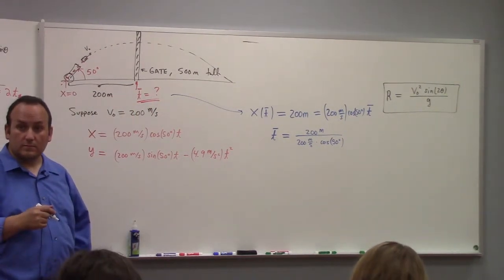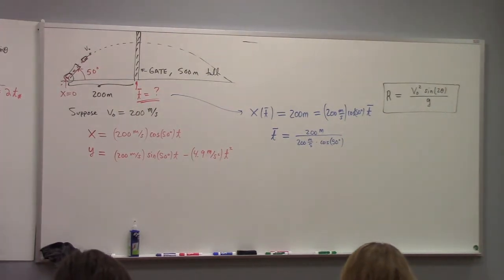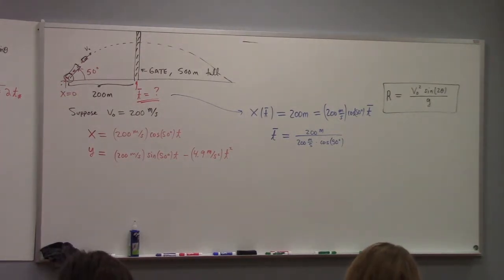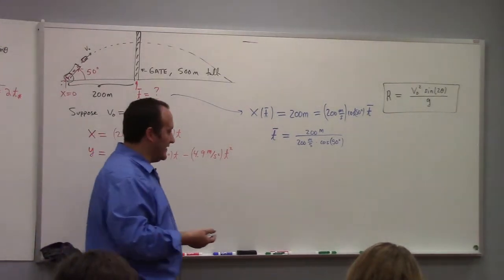Sorry, I got caught up in writing, but where did you get the 4.9? Oh, that's g over 2. A very good question indeed. You could just as well write a half and 9.8 there, but I'm being lazy. So the 200s cancel, the meters cancel. We've got 1 over 1 over seconds, which is otherwise known as a second.